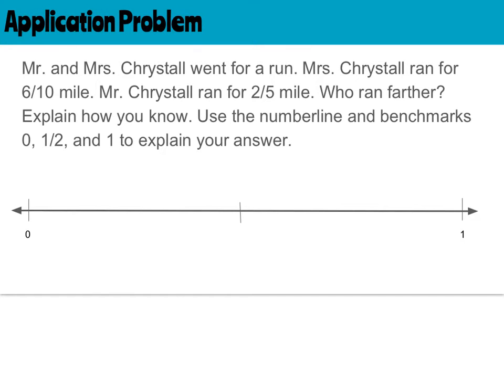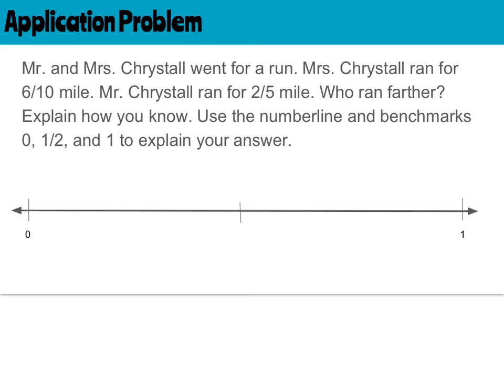Let's get started with our application problem. Mr. and Mrs. Chrystall went for a run. Mrs. Chrystall ran for 6/10 of a mile. Mr. Chrystall ran 2/5 of a mile. Who ran farther? Explain how you know. Use the number line and benchmarks 0, 1/2, and 1 to explain your answer. So pause the video while you work this one out. Press play when you're ready to check your work.